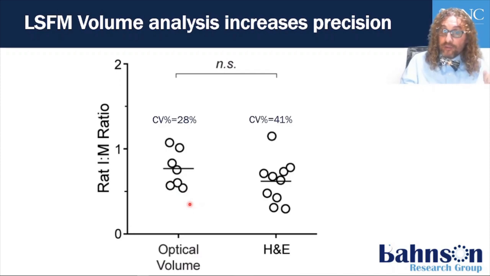However, if you take a closer look and we decide to measure the precision of the method by calculating the coefficient of variation percent, we see that the optical volume has a smaller CV percent compared to the H&E, suggesting that this measurement is actually more precise.